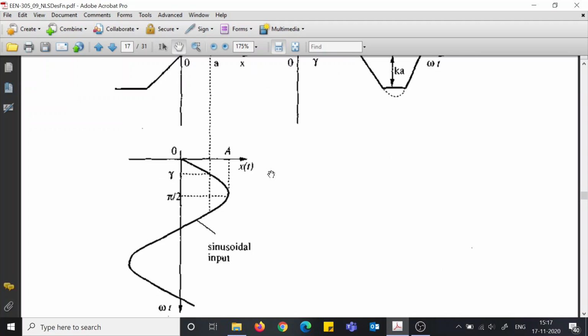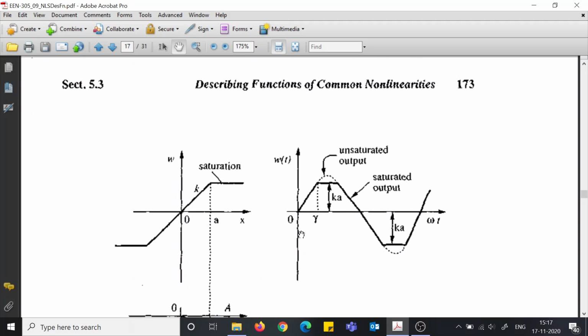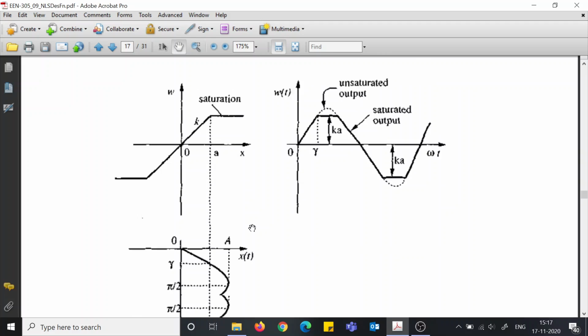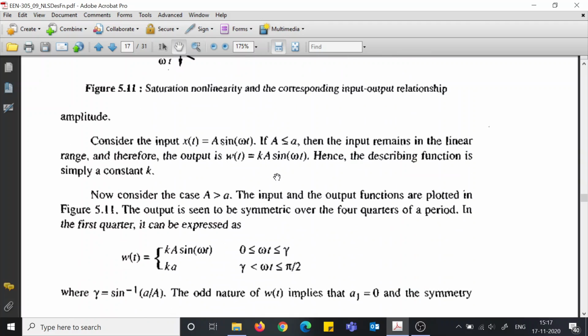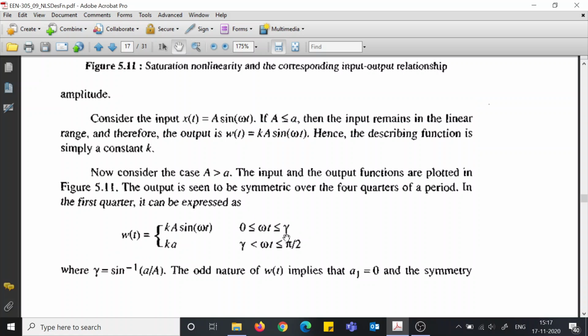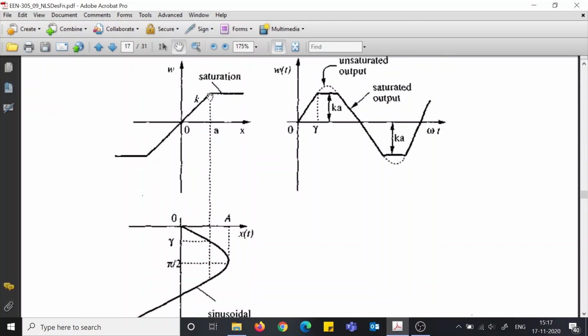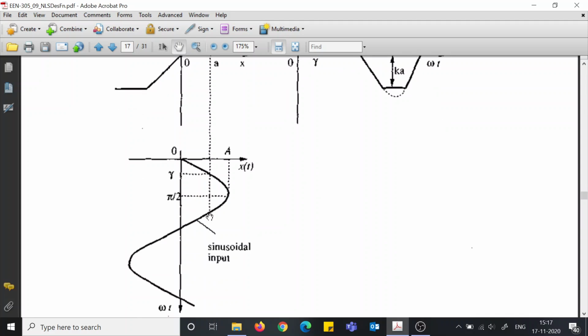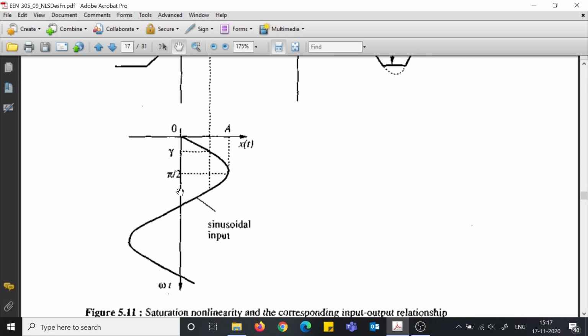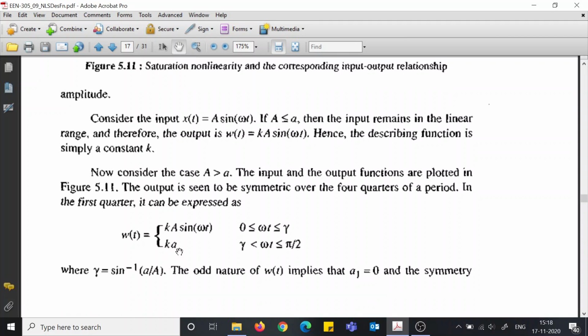For the saturation nonlinearity, if we pass a sinusoid, we get an output where the top is chopped off. This type of output we get, and we can calculate the wt. The wt is like this, so you verify that between 0 and gamma, when omega t is between 0 and gamma, we have the linear range, and then we are chopping it off. From gamma to pi by 2, it is simply Ka.